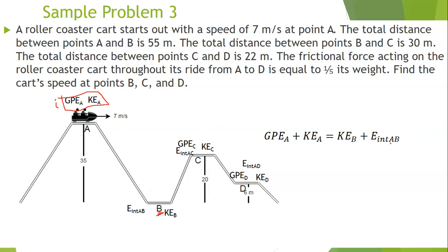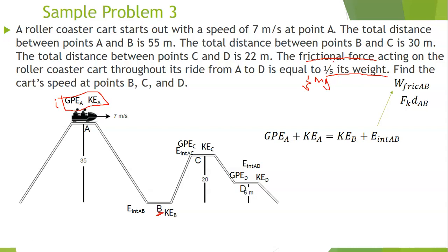What would this internal energy be? Well, remember, it's just going to be the work done by friction, specifically the work done by friction between points A and B, and that'll just be the frictional force times the distance. What is the frictional force? Well, I tell you specifically in the problem that the frictional force is equal to 1/5 its weight. So that's going to be 1/5 times mg.